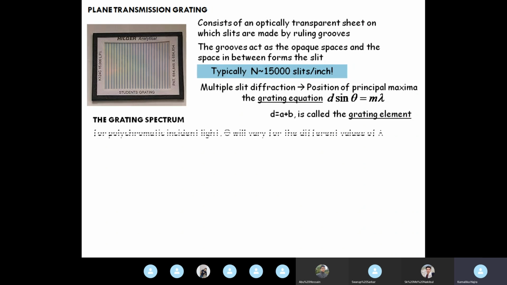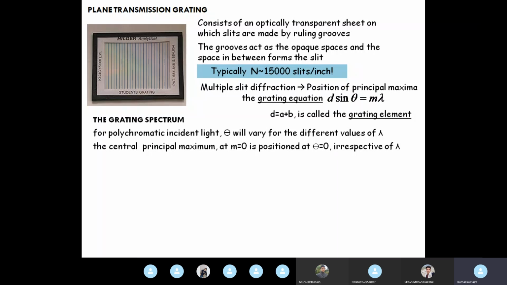All right. Now, if you take a look at the grating equation d sine theta equal to m lambda, you see that for polychromatic incident light, if the incident light is not a single lambda but a composite light, then the value of theta will be different for different values of lambda, right? The same equation, if the light that is coming is composed of not one lambda but several lambdas, then the equation will be satisfied differently for the different lambdas. The value of theta will vary.